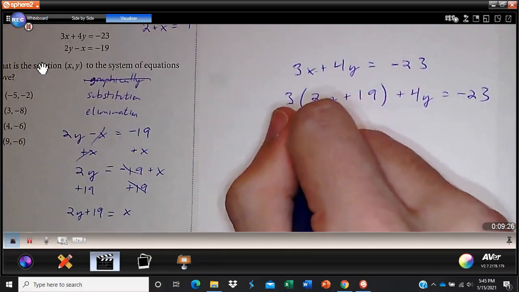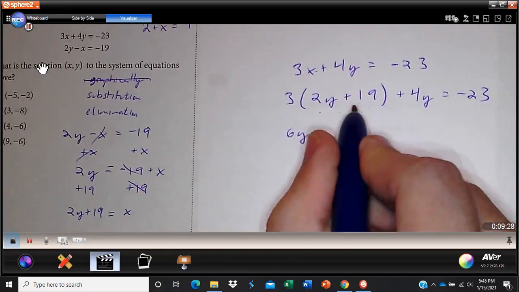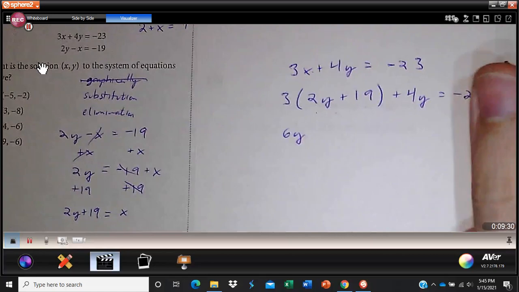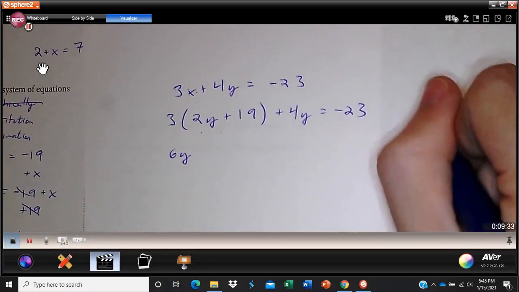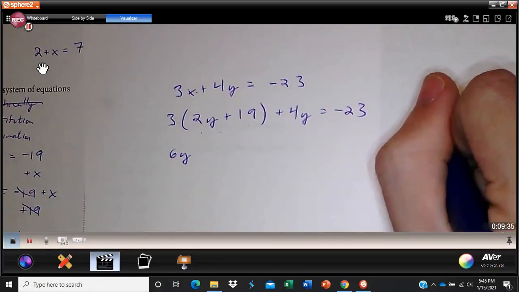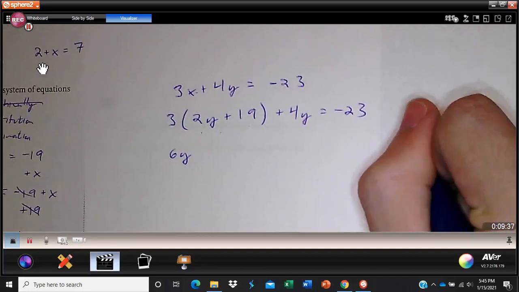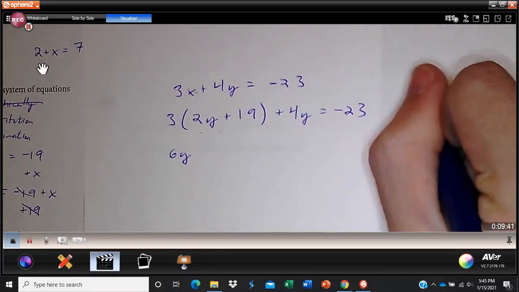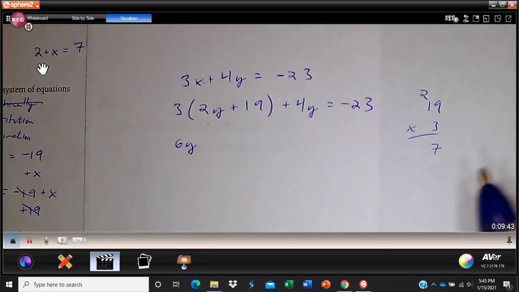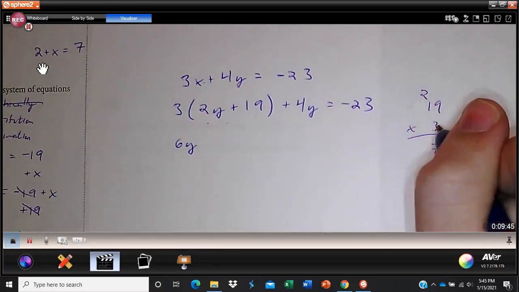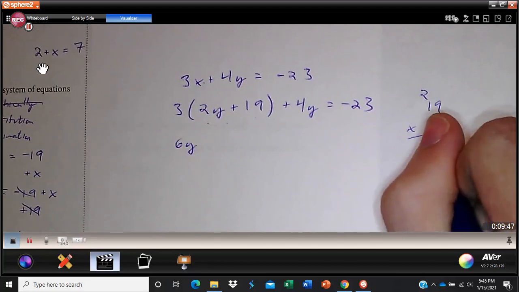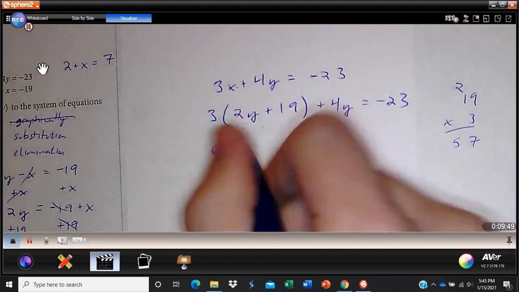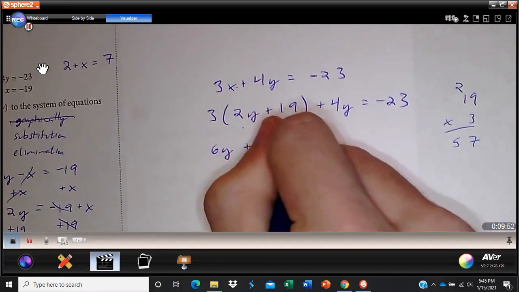So 3 times 2y is 6y, 3 times 19, oh, yeah, I might not know that off the top of my head. It's 57, but let's actually do it out here to make sure. So 3 times 19 is, so 9 times 3 is 27. Hopefully we memorized our multiplication tables. 3 times 1 is 3, plus 2 is 5, so 57. So 6y plus 57.